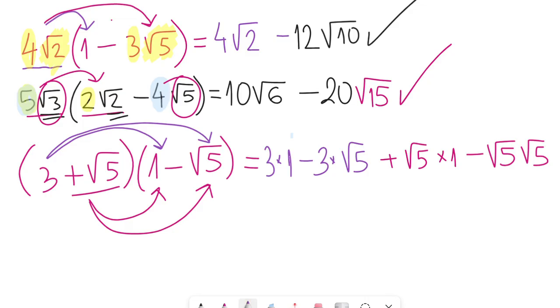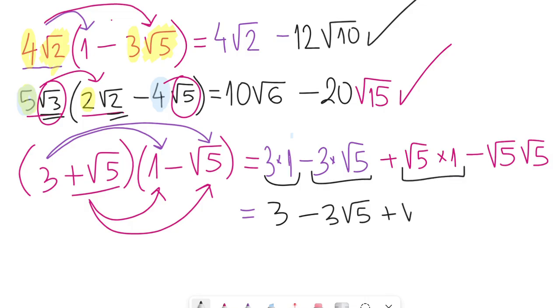Okay, what is this equal to? The first one, 3 multiplied by 1 is 3. 3 multiplied by radical 5 is 3 radical 5. Radical 5 multiplied by 1 is radical 5. Radical 5 by radical 5 is radical 25. Oh, but what is radical 25? Square root of 25 is 5.